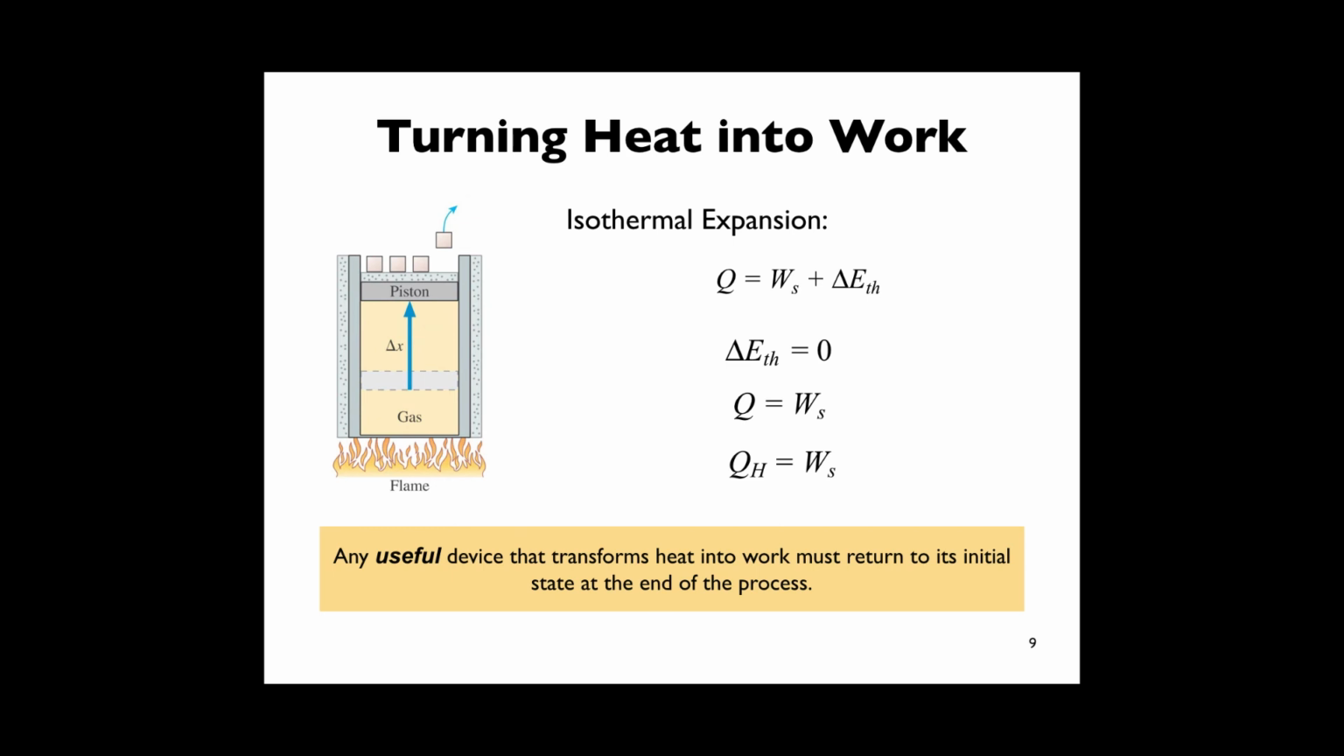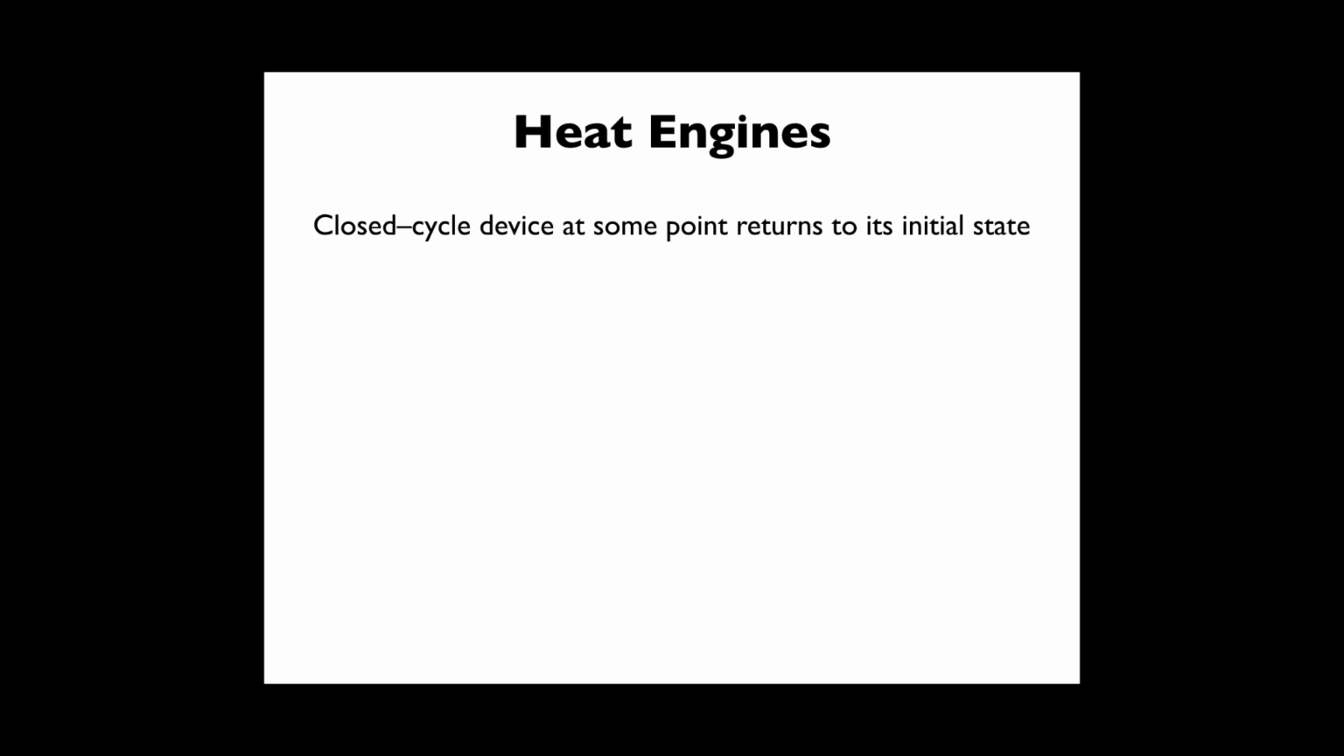Any useful device that transfers heat into work has to return to its initial state at the end of the process. Remember, we want cyclical things, and the initial state means it has the same state variables: P, V, T, change in thermal energy. So heat goes in, the gas expands isothermally, and all the heat is converted into work. But in this case, the gas is going to be in a different state. If you have an isothermal expansion, the temperature stays the same and thermal energy stays the same, but work and heat both change. So heat engines are going to be closed cycle devices that have to return to their initial state. Your engine isn't very useful if it can't repeat what it does multiple times. So you have to start and end at the same PVT and thermal energy.